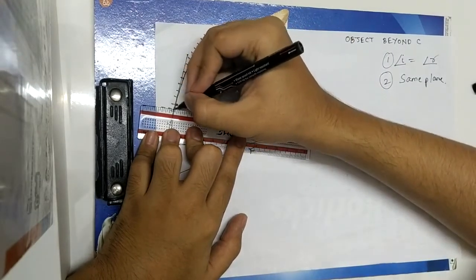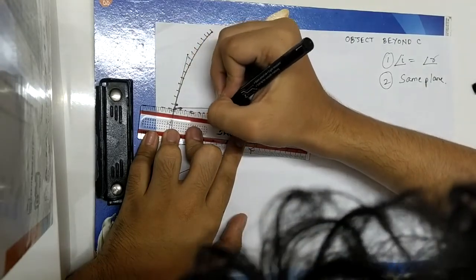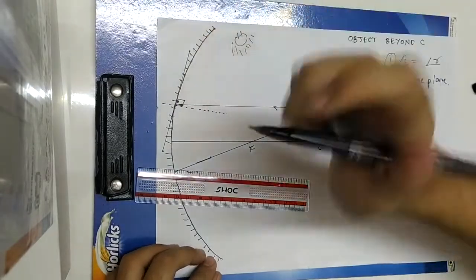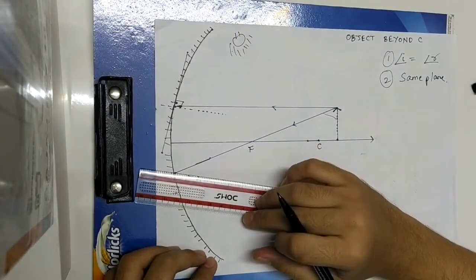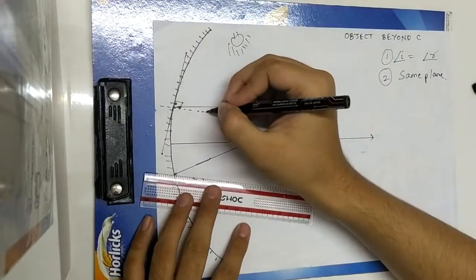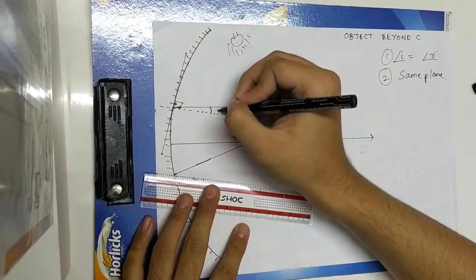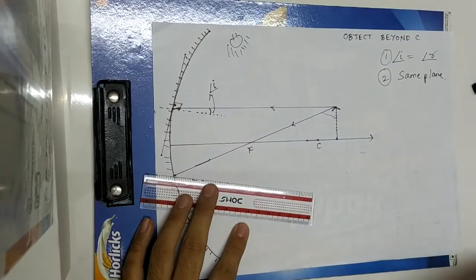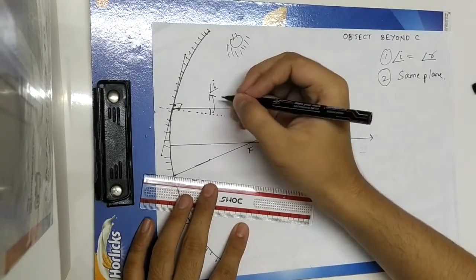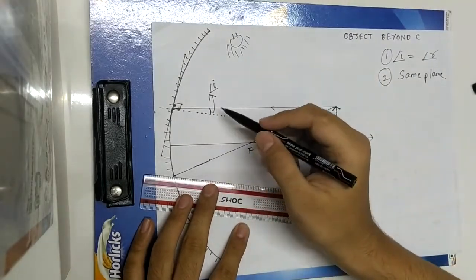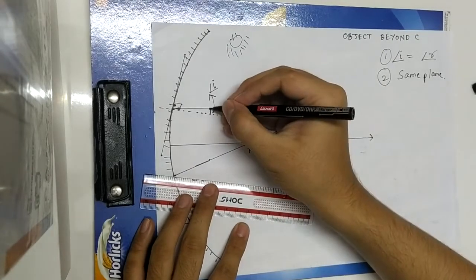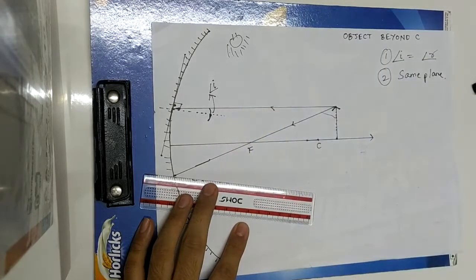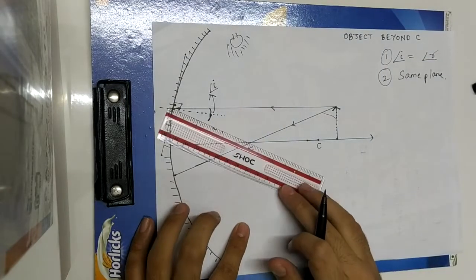Let us draw this. Okay, so this is the normal, it is approximately 90 degrees. Now for this, what is the angle of incidence? This part is the angle of incidence, and the same angle should come here. There we have to draw a reflected ray.